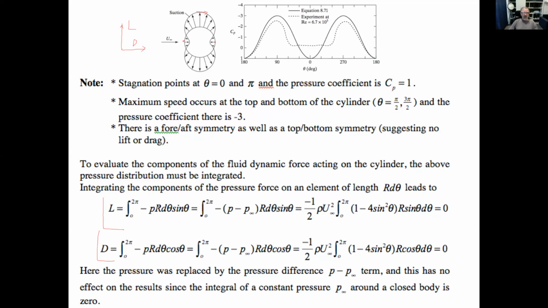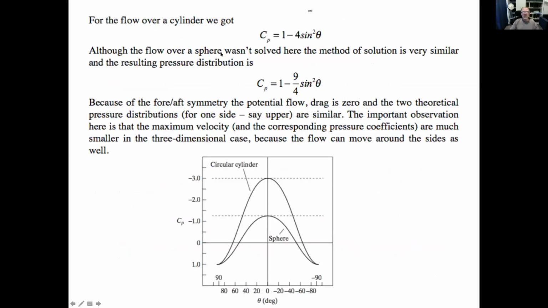So R d theta is the element, pressure is the local pressure, which is substituted right here, and then R, and then sine theta is the direction, and cosine theta is for the drag. And then we do the examples, and it comes out 0. Of course it comes out 0 because this is symmetric. So there's no rocket science here.